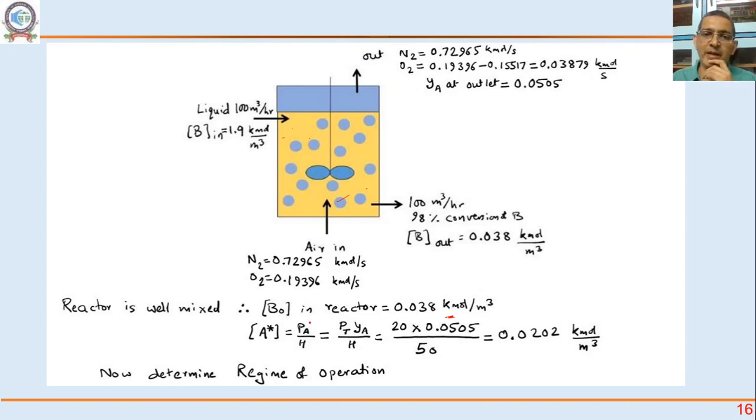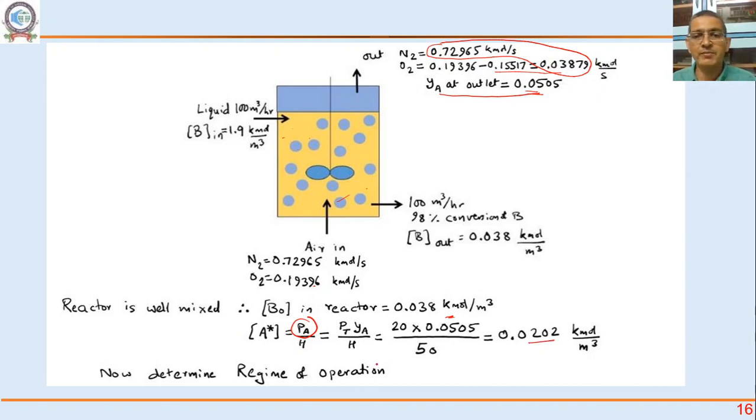A star would be PA by H. PA we should calculate at where? Well mixed, equal to outlet. So PT multiplied by YA. So I need YA at the outlet. How do I get YA at the outlet? Nitrogen will remain as such. Oxygen, whatever comes in, 80% reacts, 20% remains. So total oxygen moles divided by total moles will give you YA. So A star would be PTY by H, 0.0202 kilomoles per meter cube.